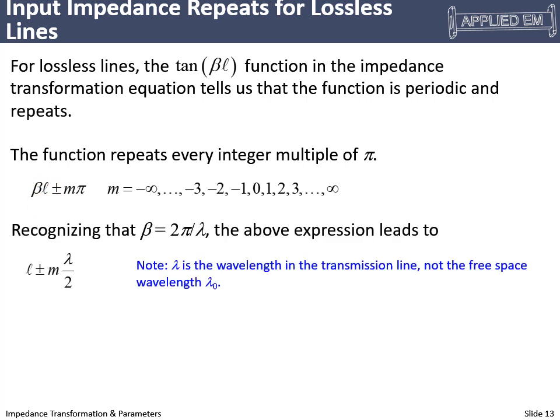So our definition of beta is 2 pi over wavelength, if you recall. So we can use this definition to write this as an effect on length. So anytime our length changes plus or minus a half wavelength, our input impedance repeats. So every time we back away from the load, every half wavelength, everything repeats. And I'll remind you again, the wavelength here is the wavelength in the line, which is probably shorter than the free space wavelength, so that is not the free space wavelength.